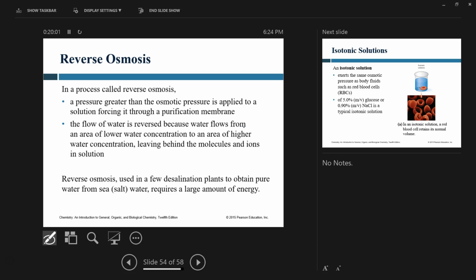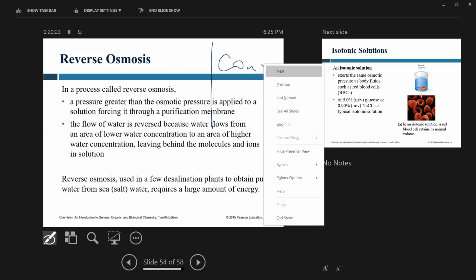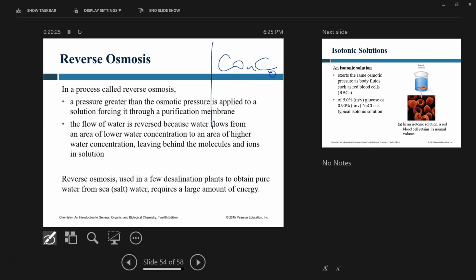So you have 2 solutions. A very diluted one, well, basically distilled water. Okay, let me start over. You have a membrane, okay? You have concentrated solution on that side. Okay, concentrated solution means it contains water and solids.